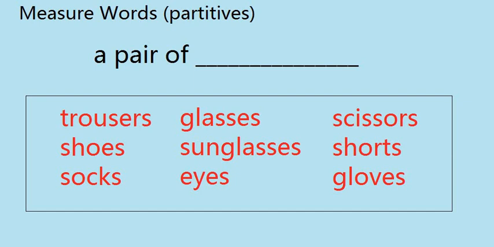We don't say a sunglasses, we don't say a gloves or a scissors. We need to use the partitive, the measure word, a pair of. You can't just go and buy a trousers.